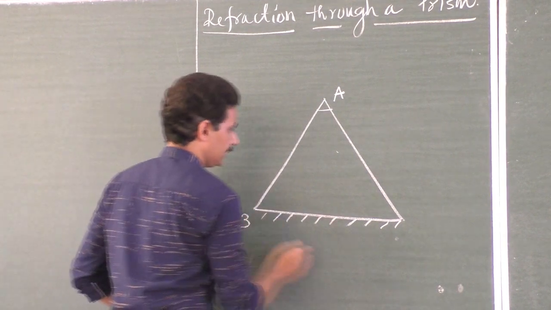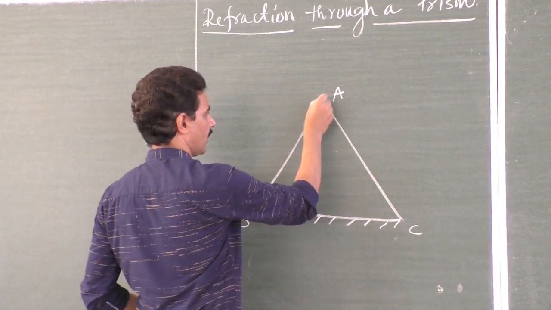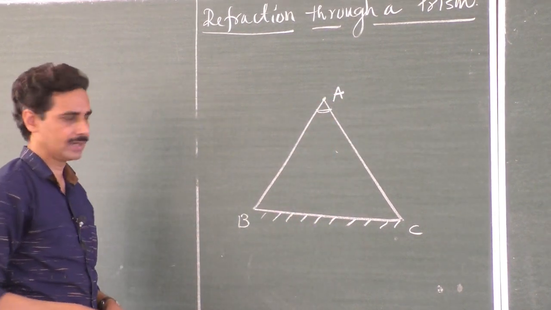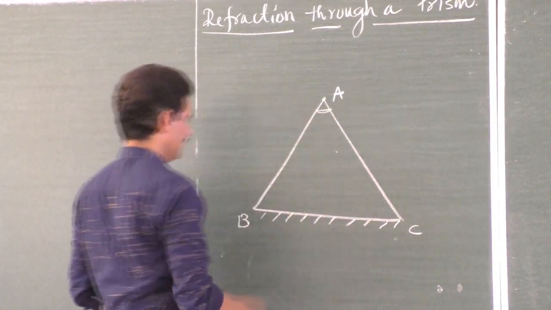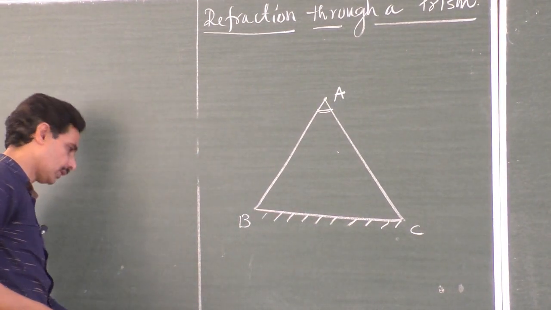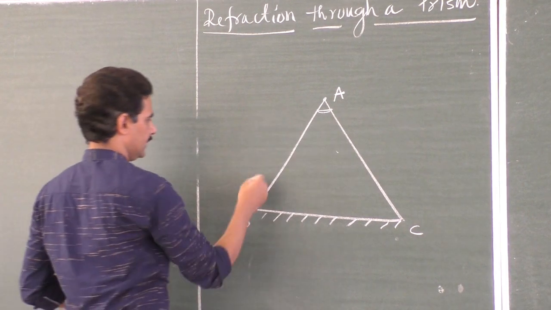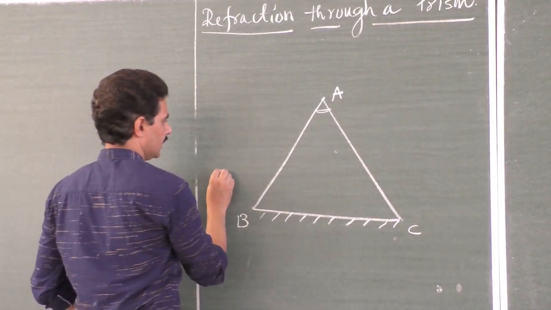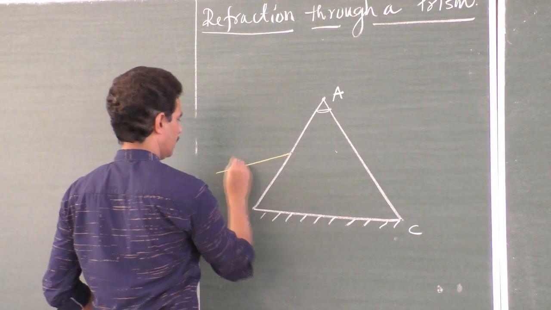Now we will take a ray of light. I will call this A, B, C. A itself is one corner, one vertex, and at the same time it is an angle also. A is the angle of the prism, the angle made by the two refracting surfaces. BC is the base of the prism. Take a ray of light now and make it fall on one of the surfaces, say AB. It is like this; you should have three-dimensional imagination. Let it fall on one surface.